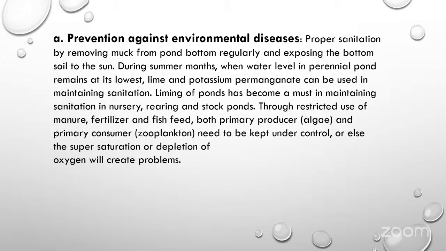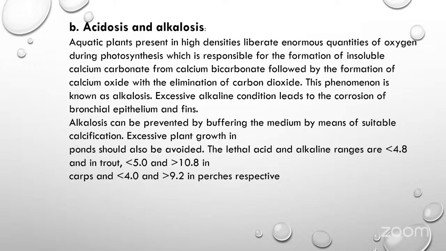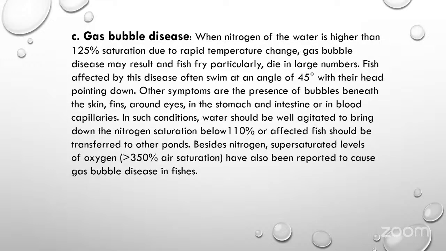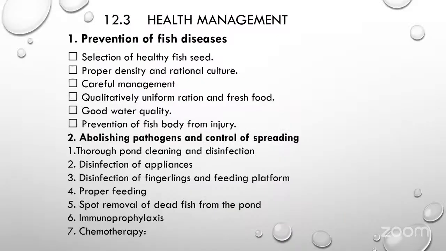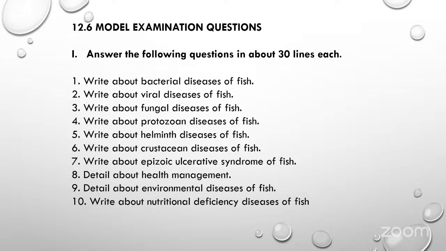How to prevent the environmental diseases: acidosis, alkalosis, how gas bubble disease is cured and controlled. Then coming to nutritional diseases, what are nutritional diseases and a few types of diseases. Now health management, how to provide proper health to the fish, what are the precautionary methods that we need to take. So these are the type of questions that we can expect in the exam, students.